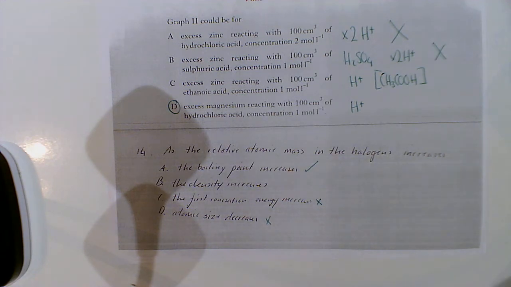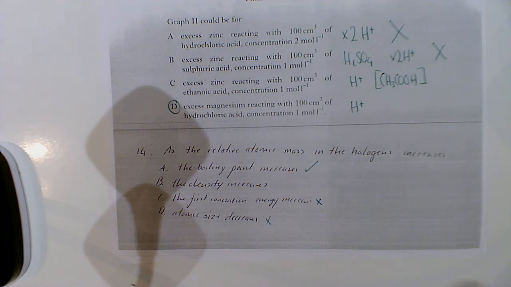So let's just look. It's on page 5. So the density of fluorine is very, very low. Chlorine is actually a little bit higher. So the density does increase there.